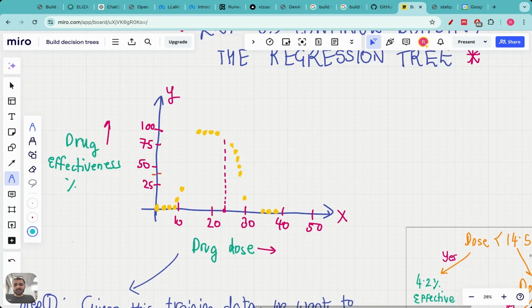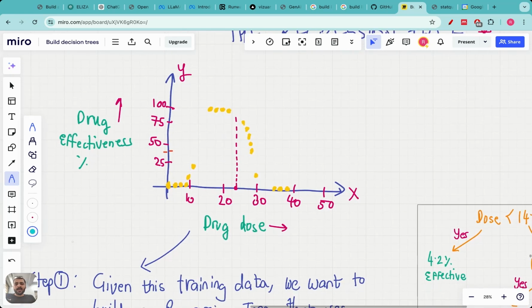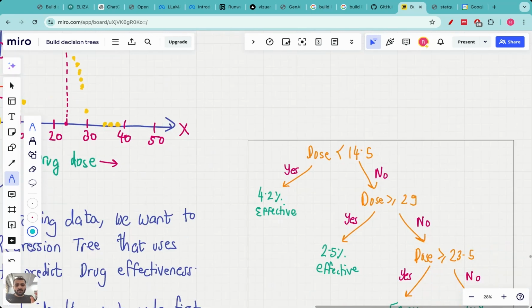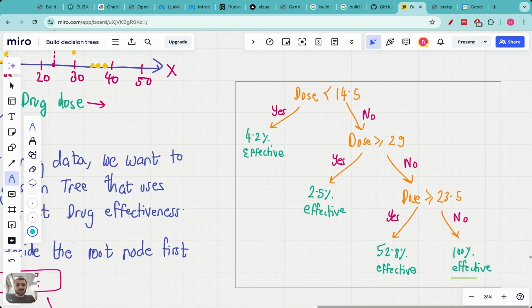So, in the previous lecture, we started building a tree, and at the end, we need to achieve this goal. This is the optimized tree. This is the way it looks like. You first make the classification with dose less than 14.5, yes, no. Then you make the classification dose greater than or equal to 25, yes, no. And then the final classification is dose greater than or equal to 23.5, yes, no.